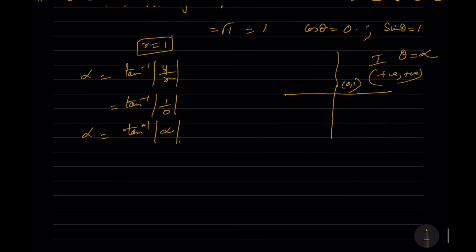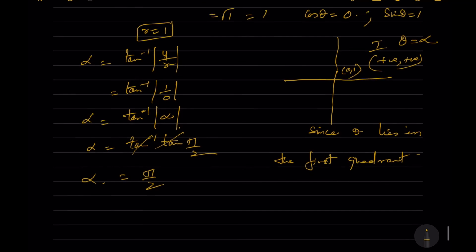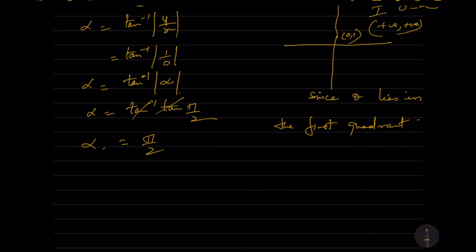So tan inverse of infinity, where do we get infinity? Which angle has cos theta equal to 0 and sin theta equal to 1? So it is 90 degrees. Therefore alpha is equal to tan inverse of tan pi by 2, which is equal to pi by 2. So alpha is equal to pi by 2. Therefore, since theta lies in the first quadrant, theta is equal to alpha, therefore theta is equal to pi by 2.